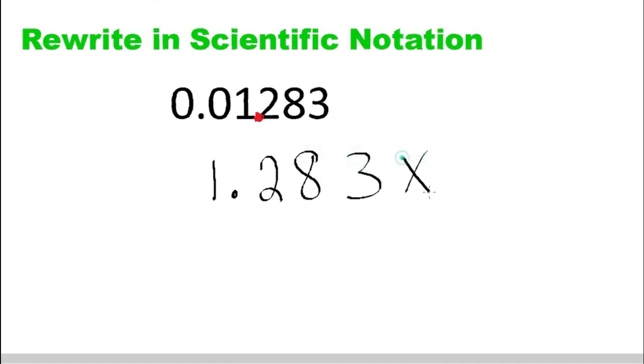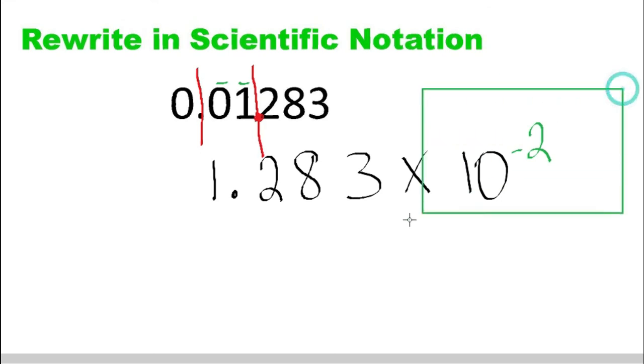1.283 times 10. And remember, the 2 spaces we're looking at is the decimal space here and the decimal space that they give us. And how many numbers are in between those two? Yes, there's 2. And so it's 2 spaces. It's negative since it started with 0.01. So we know that's going to be a -2. And so our final answer will be 1.283 times 10 to the -2. So if you got that correct, give yourself a round of applause. Great job.